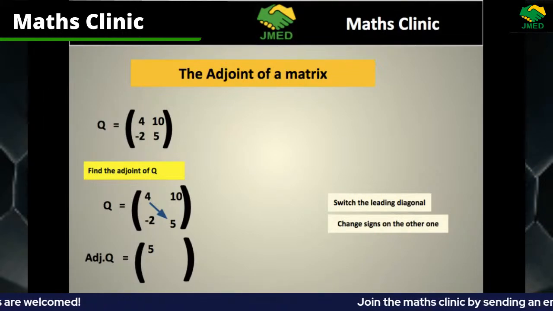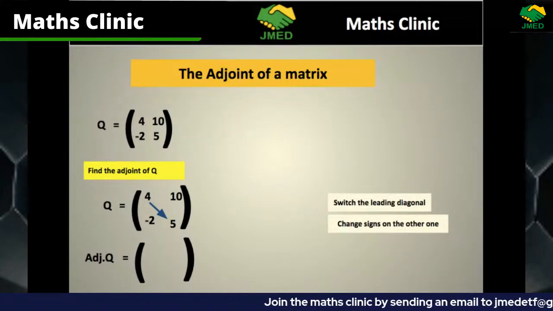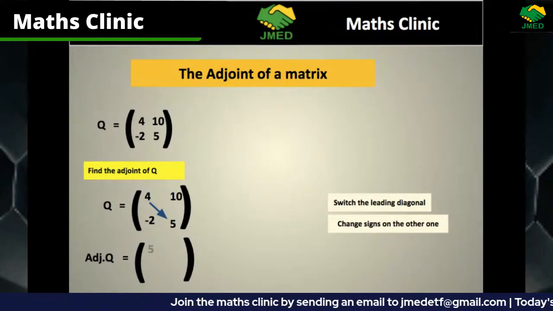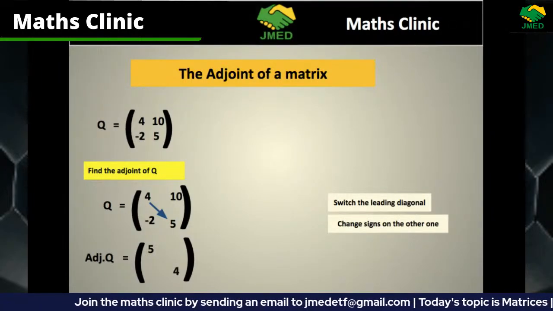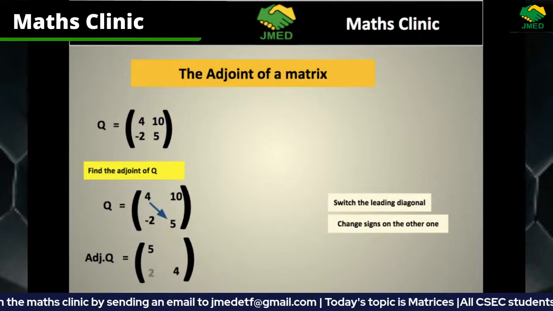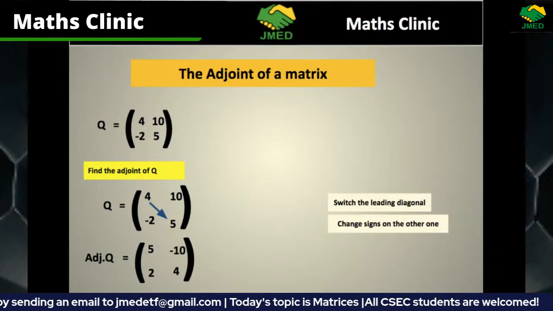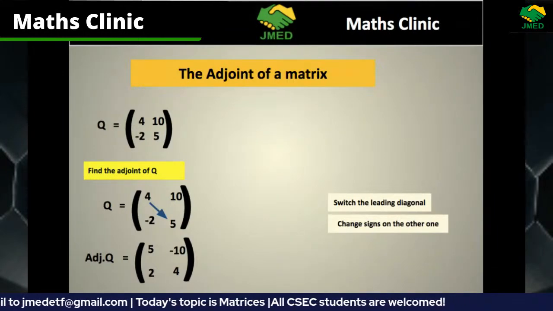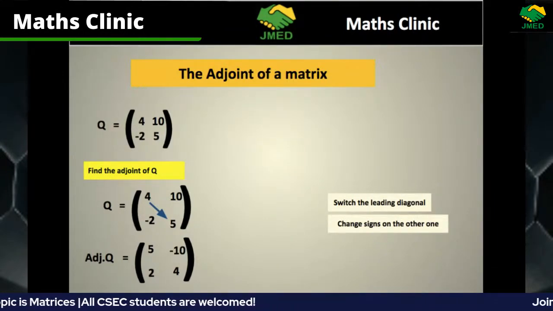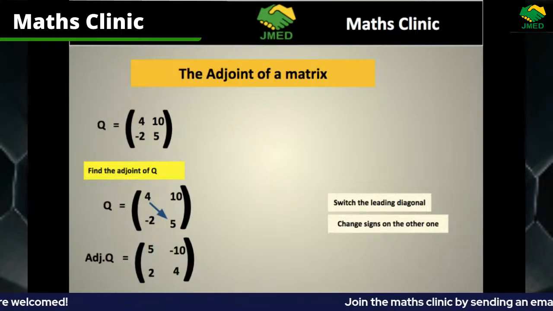That's it. So in this case, adjoint of Q: switch 5 and 4, so switch along the leading diagonal, and then change signs along the other diagonal. That makes the adjoint of the matrix. And if you see a question that says find the adjoint of the matrix, that's what they're asking you to do. Just switch, and it's done. Yep, listening?